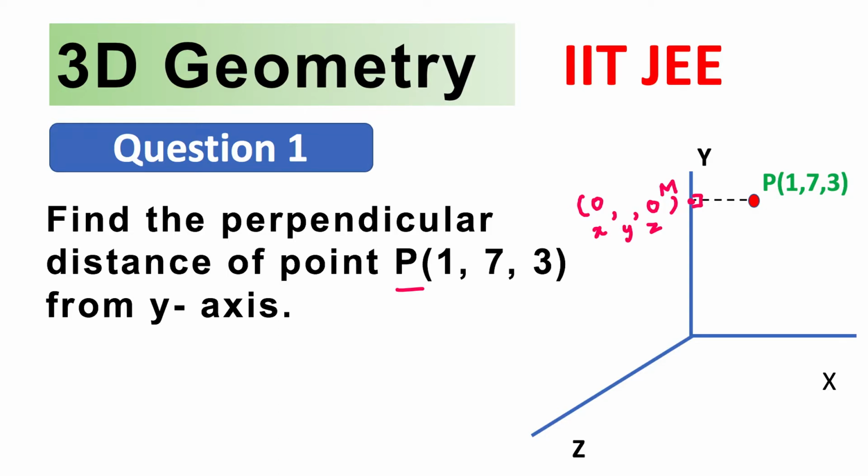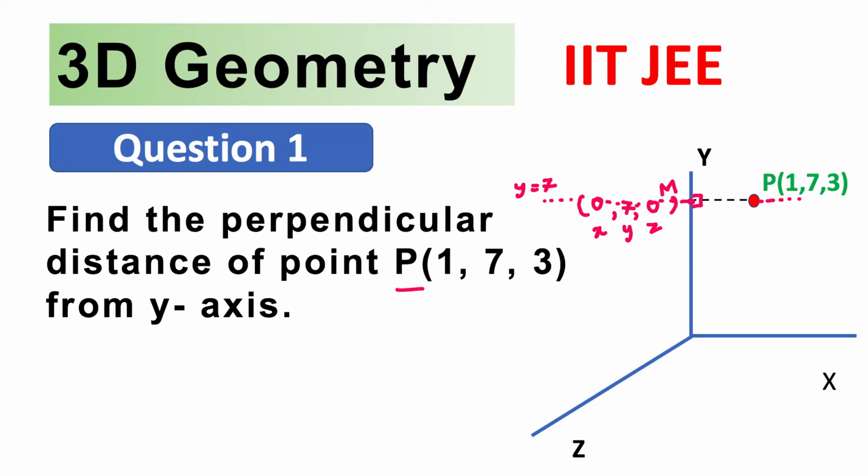You see that this particular line, this PM line, even if you extend this whole line, the value of y is going to be the same. What is this line? This line is nothing but y equal to 7. So at any point on this line, the coordinate of y is going to be 7 only. So this point M becomes (0, 7, 0). Now we found the point where the perpendicular is intersecting the y-axis. Now we need to find the distance PM.